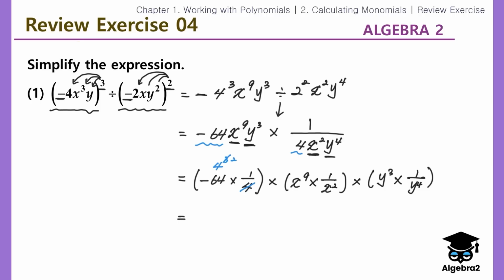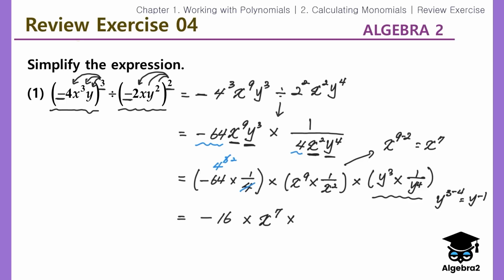So we have a negative 16. 4 squared is 16. Negative 16 times, here we have x to the 9 divided by x squared. That's 9 minus 2, so x to the 7. Here we have y to the 3 over y to the 4. y to the 3 minus 4 is equal to y to the negative 1. That's 1 over y. So that's going to be, in the numerator, negative 16 times x to the 7, and in the denominator, y.